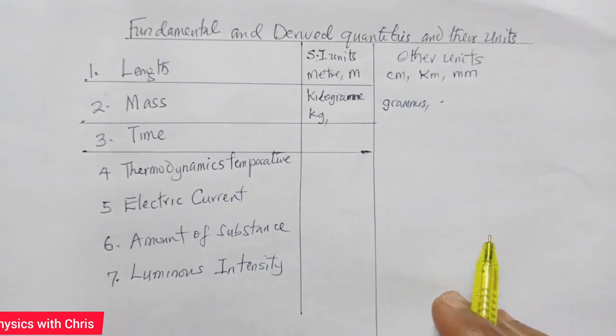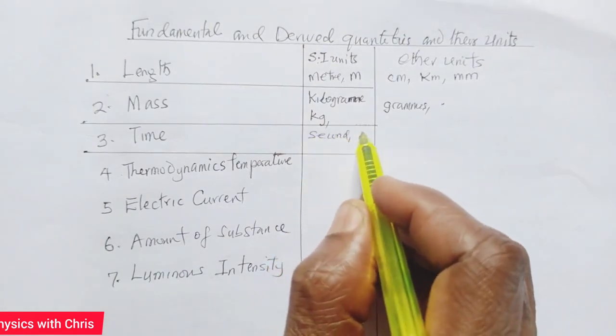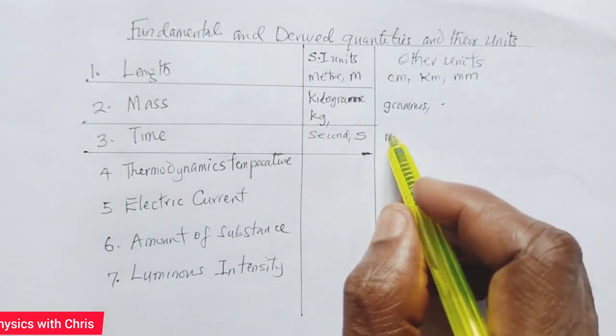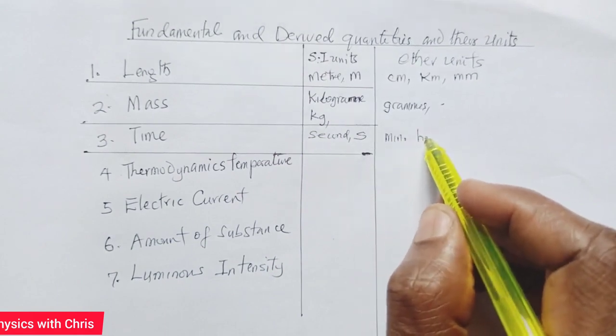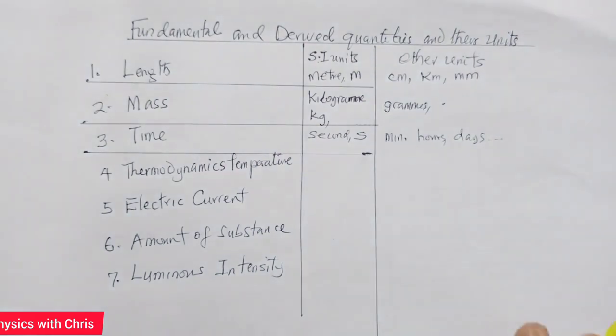Time. Here we are looking at time as an interval. That is the time during which an event occurs. It is measured in seconds. That is the SI unit of time. You can also have time in minutes. You can have time in hours. You can have time in days. You can have time in weeks, and so on and so forth.